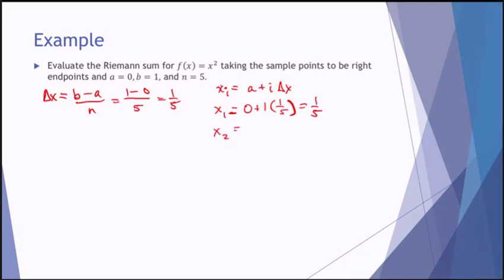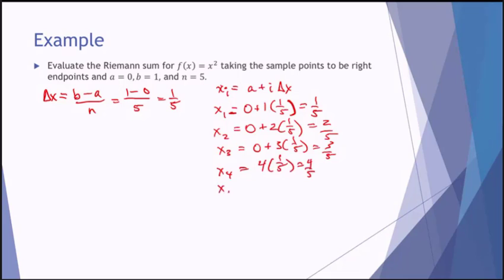If we want to find x sub 2, again, it's 0 for a. This time i is equal to 2 times 1/5. So that simplifies to 2/5. For x sub 3, we're going to get 0 plus i is now 3 times 1/5 for 3/5. So x sub 4, I think you're going to be able to hop onto the pattern at this point. We've got 4 times 1/5, which is 4/5. And then x sub 5 will be 5/5, also known as 1.